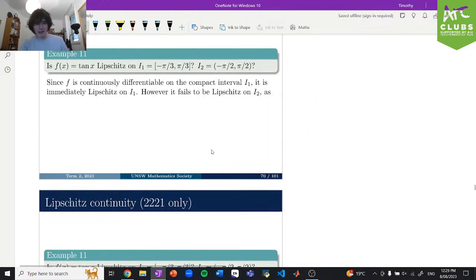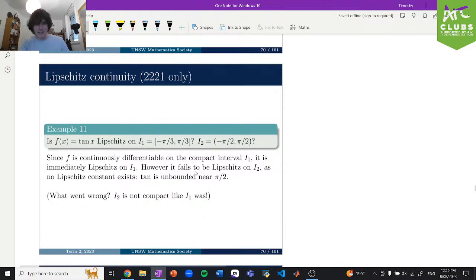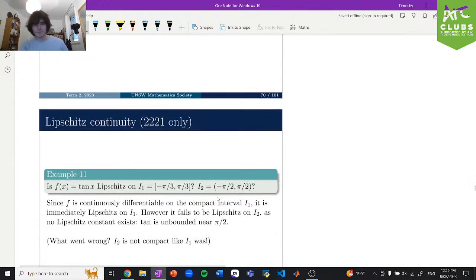So a fancy way of saying that is, since f is continuously differentiable on the compact interval I1, it is immediately Lipschitz on I1. However, it fails to be Lipschitz on I2 as no Lipschitz constant exists, because tan is unbounded near pi on 2, or likewise, it's equally correct to say tan is unbounded near negative pi on 2.